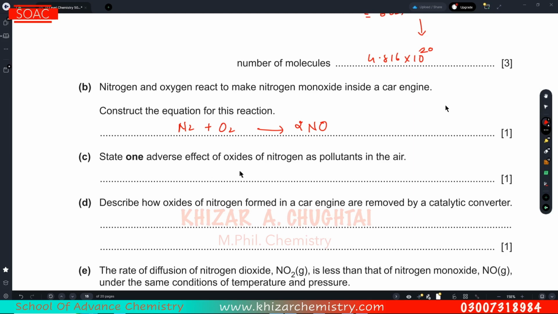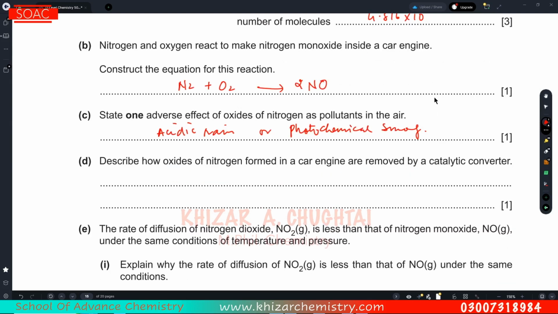State one adverse effect of oxides of nitrogen on the pollutant gases in air. Number one, they cause acidic rain, or the oxides of nitrogen make photochemical smoke. Photochemical smoke.